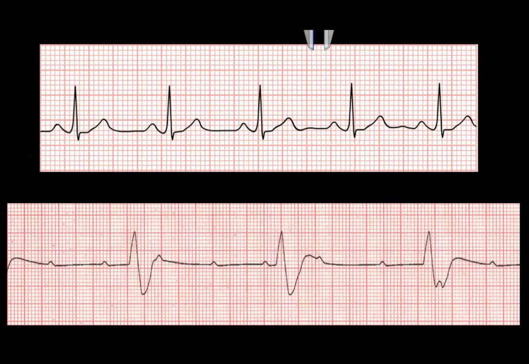So our next step, as you can see, is P waves. Are there P waves for every QRS? And are there QRSs for every P wave? Now, I know this sounds monotonous, but it is not.